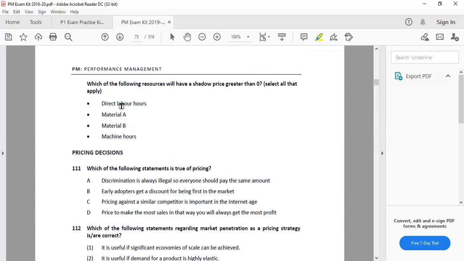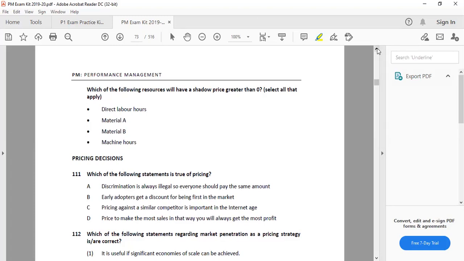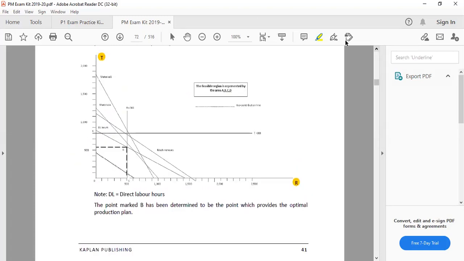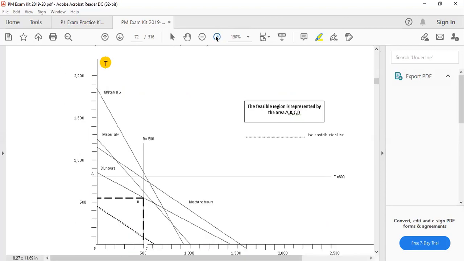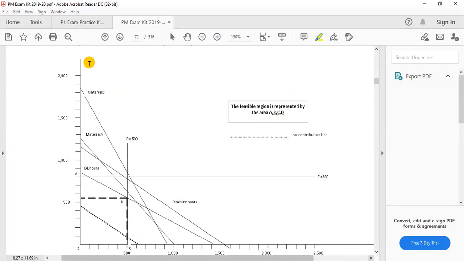Which of the following: direct labor hours, material A, material B, machine hours? Which of them will have a shadow price greater than 0? So I'll just highlight this one. Bring it closer to you for a better look at the graph.